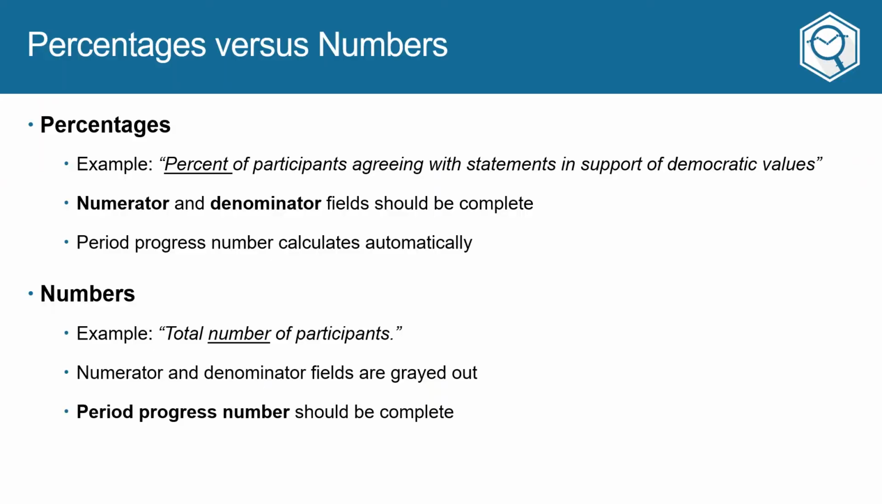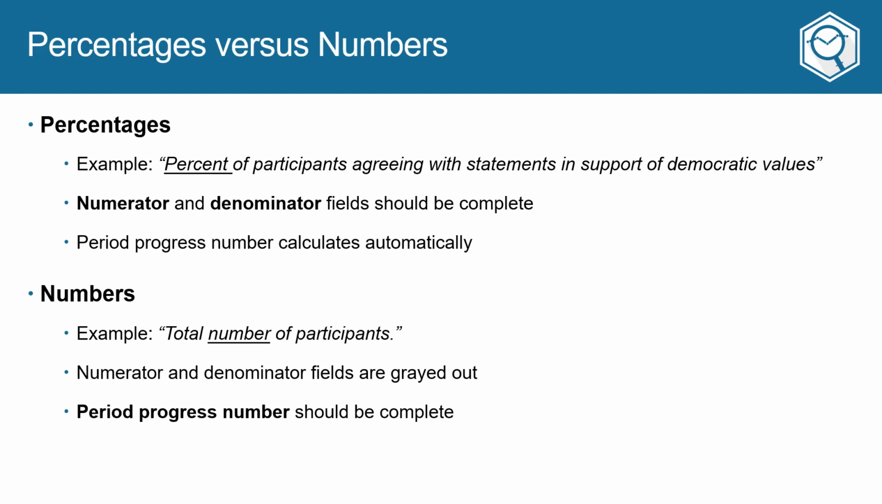Mode framework indicators are reported as either numbers or percentages. For example, a mode indicator that is reported as a percentage reads "% of participants agreeing with statements in support of democratic values," while an indicator that's reported as a number would be "total number of participants."